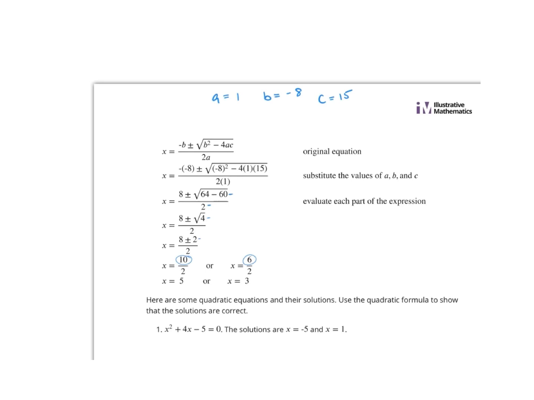And if you think about the original equation, which was x squared minus 8x plus 15 equals 0, if we were to solve this by factoring, it would be x minus 5 times x minus 3 equals 0, which would then give us a solution of 5 and 3. So it's another way of solving an equation using a big formula.